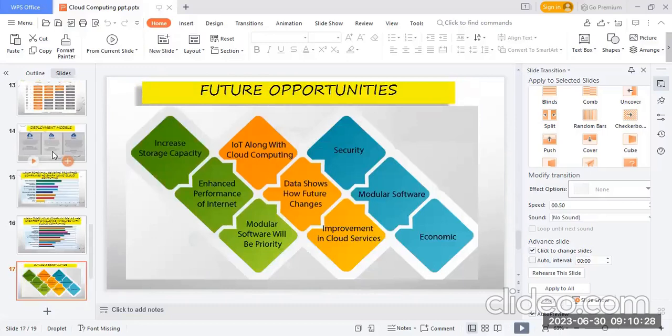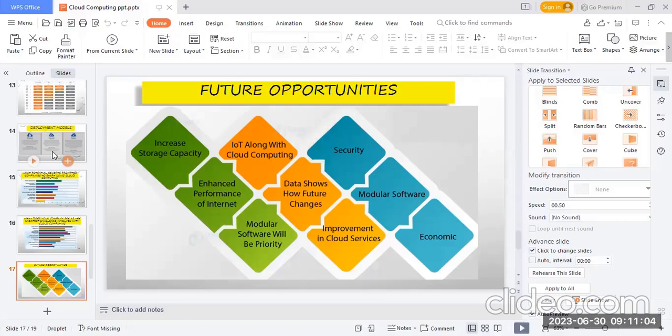These are some future opportunities in cloud computing. We need to work on these. Increase storage capacity: whichever storage is there should be increased so that we can use it for our different applications. Enhance the performance of the internet: whatever we use from the cloud side, we use over the internet only, so the internet performance should be enhanced. IoT along with cloud computing: we can interface IoT with cloud computing so that whichever results are there will be available on the cloud, and any user who has the credentials can use the data from the cloud.